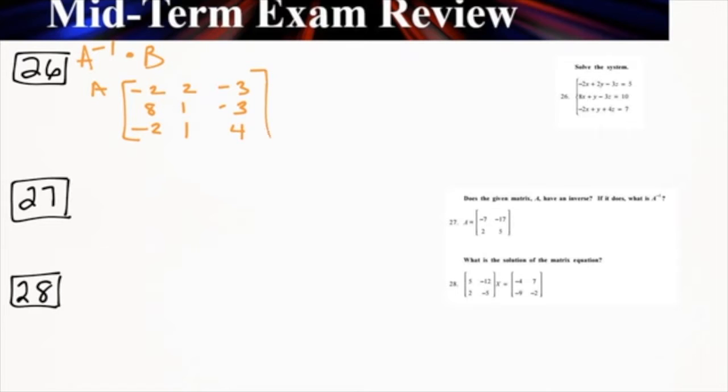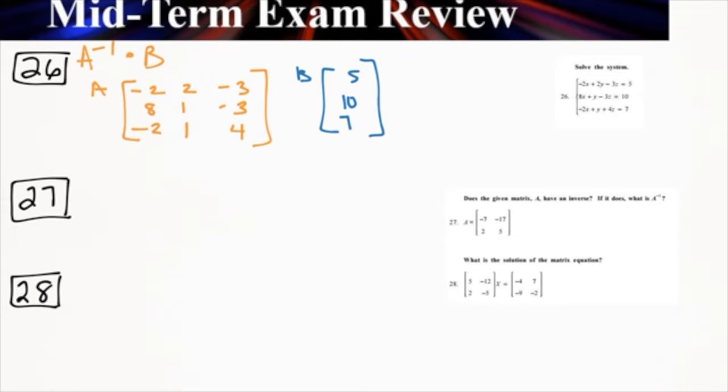Okay, so there's matrix A. Let me just double check that I got them all right. -2, 2, -3. 8, 1, -3, and -2, 1, 4. Okay, and then B is going to be 5, 10, and 7. If you get a weird number that doesn't match, it's probably because one of those was not correct in the calculator. Watch your negatives. That's one of the most important things.